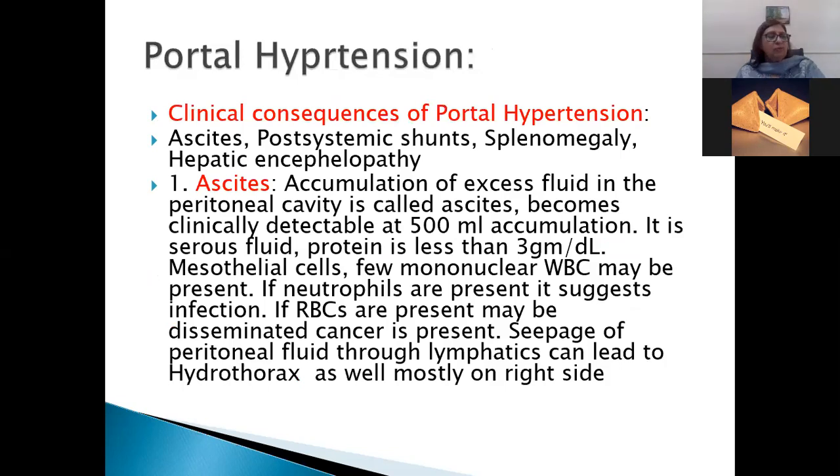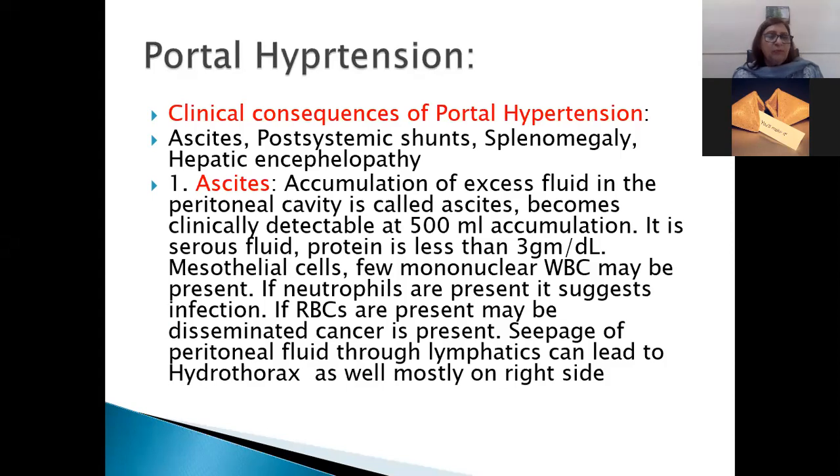So now we are going to see what effects are produced in portal hypertension. Number one is ascites. Number two is portosystemic shunts. Number three is splenomegaly. And number four is hepatic encephalopathy. So what is ascites? Ascites is the accumulation of excess fluid in the peritoneal cavity. You are going to see these ascitic patients in your medical wards as well. When the fluid accumulation in the abdomen becomes more than 500 milliliters, it is called ascites.